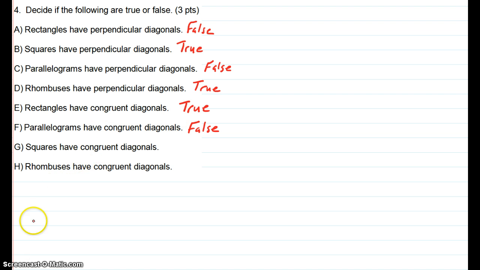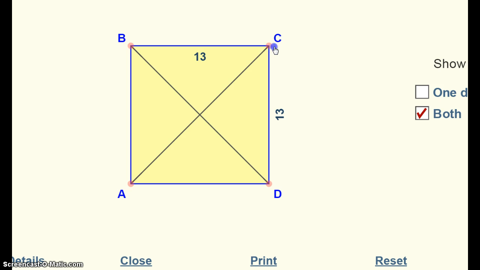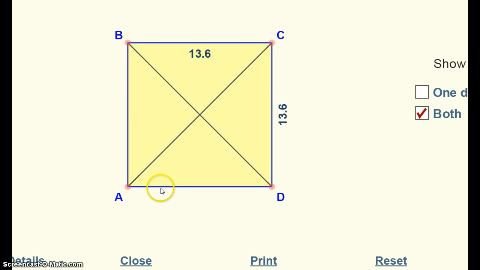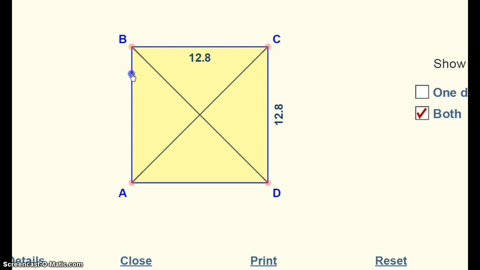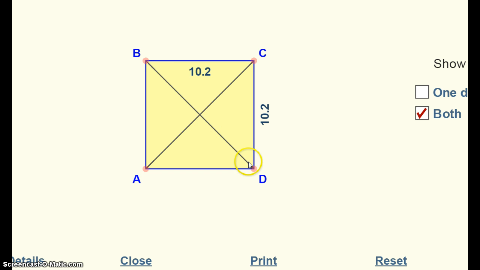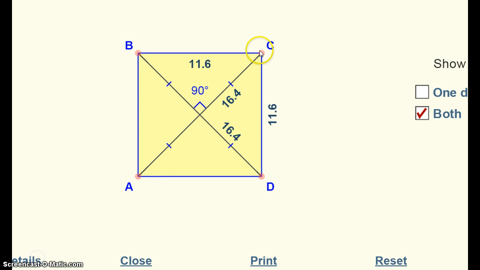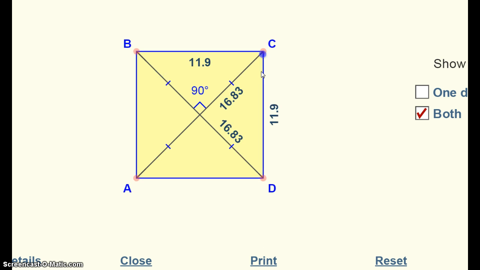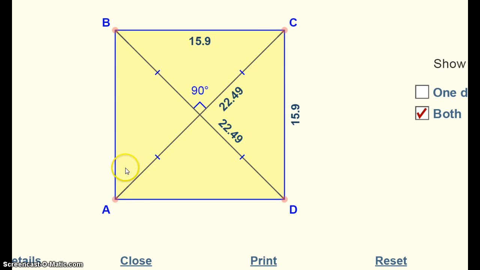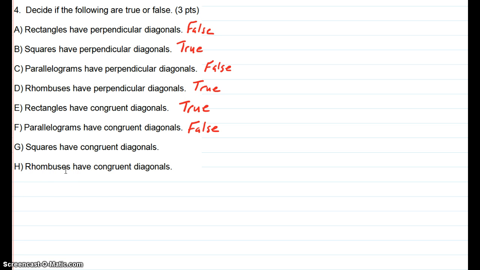Squares have congruent diagonals. Let's take a look at that. Okay, so here we have our square, and as you look at the square, no matter how I change the size of it, B doesn't get any closer to D, and C doesn't get any closer to A. So it makes sense that the diagonals of a square are congruent. Here we're showing the measure. The 16.83 is the length of the entire diagonal. No matter how I change it, you can see that both diagonals stay the same. So squares have congruent diagonals. That is true.